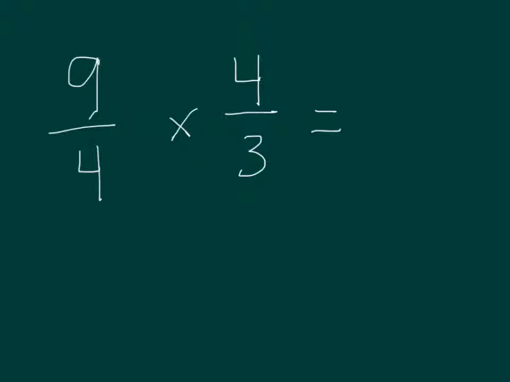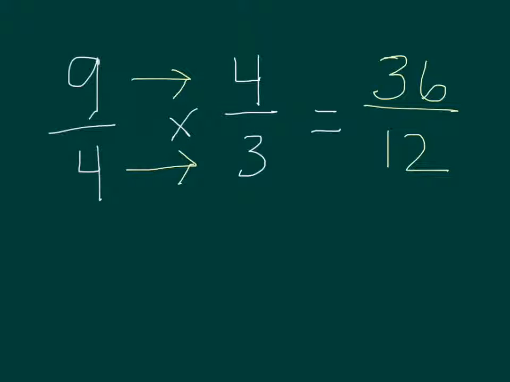Here is one more example. 9 times 4 is 36. 4 times 3 is 12. You'll notice our answer is an improper fraction. Usually when we have improper fractions, we'll want to convert them to a mixed number before finishing our problem. Since we already know how to do this, this is an easy step.